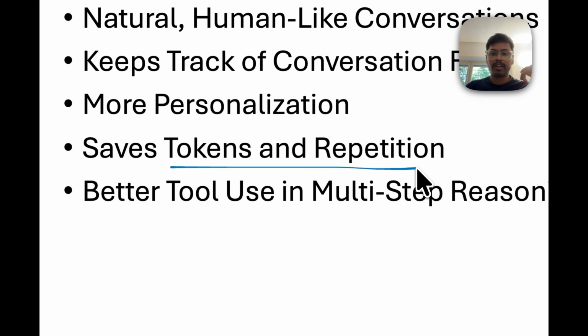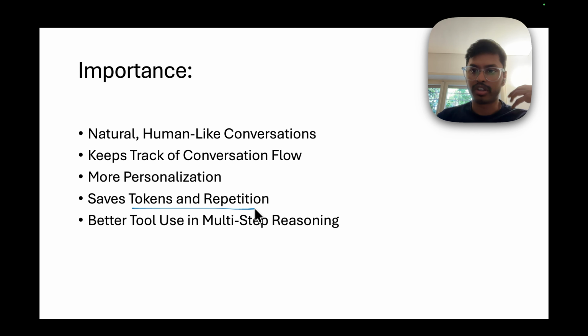So let's say you're having extensive usage of your chatbot or your agent. We always want to optimize the cost. For that, we need to use as few tokens as possible. We don't want to repeat ourselves again. So with this kind of memory mechanism, we can also save our cost in sending and receiving tokens. So that's one great advantage.